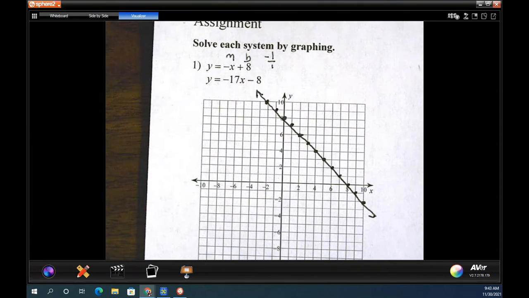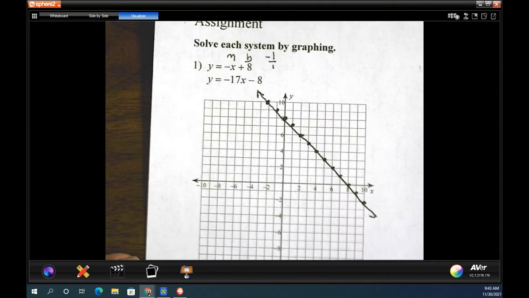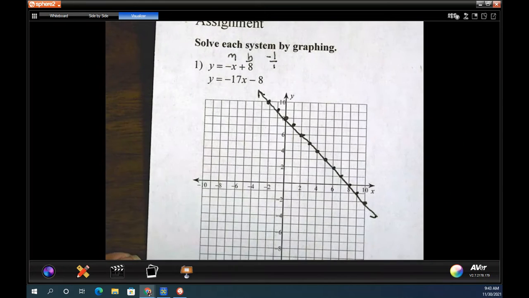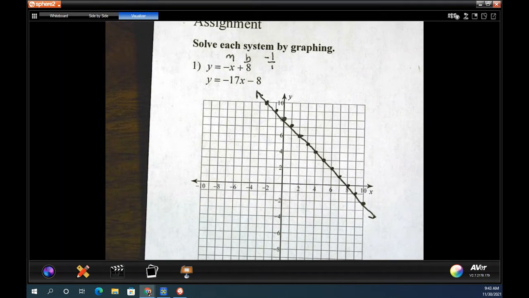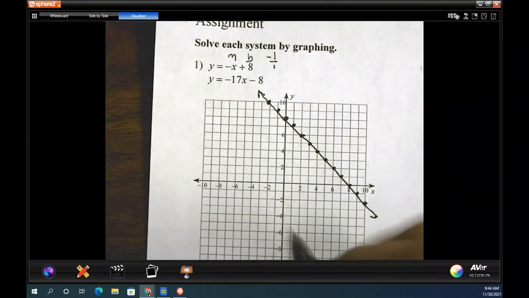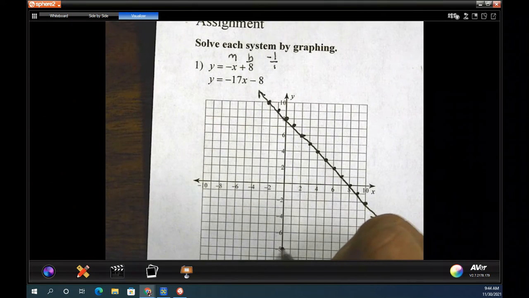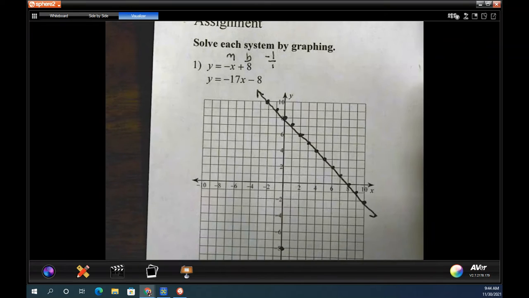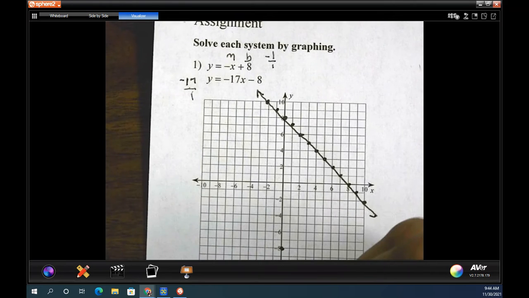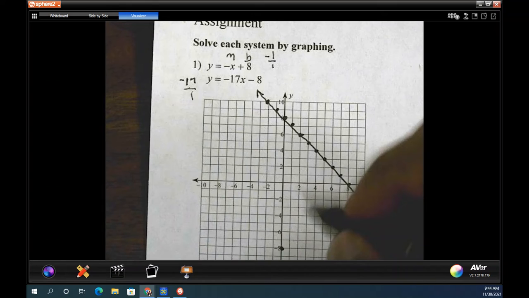Now, wow. Here's our B, -8. So we go down to 0, -8. And our slope is -17. So that's just -17 over 1. Now, we can't go down 17, can we? But you can do this.